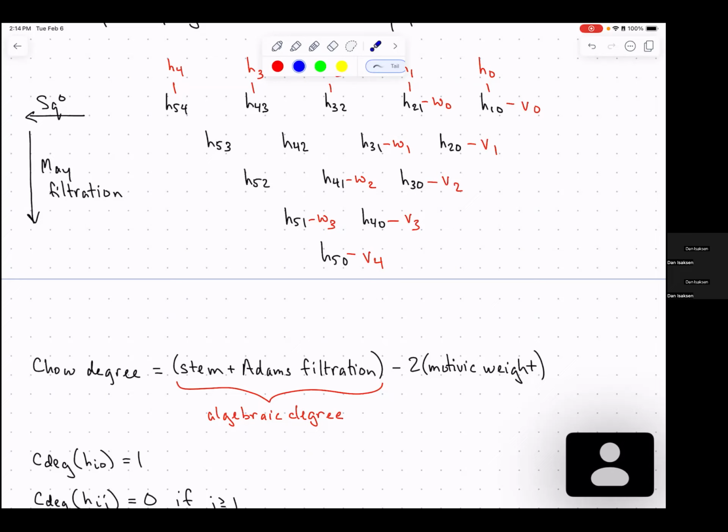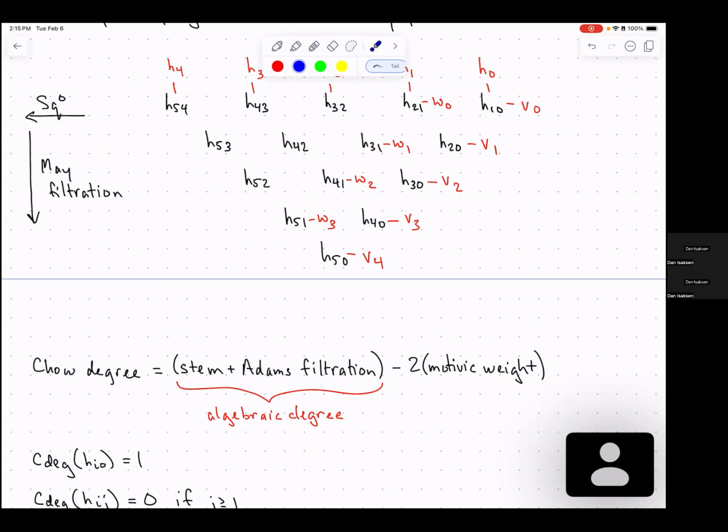Okay, so you've got three gradings, but really you've got more than that because you can take linear combinations of those three gradings and get additional gradings, which, in some sense, is no new information, but it can lead to a useful perspective. So what I want to do is take the stem plus the Adams filtration, which is sometimes called the internal degree, or I would call it the algebraic degree. It's the degree that would come up if you think about Ext groups purely in the context of algebra. And then subtract twice the motivic weight. So that's sort of a random, arbitrary thing to do.